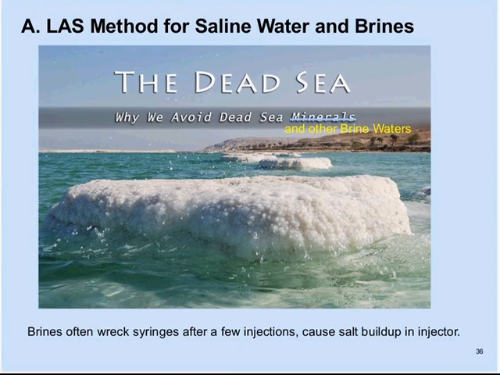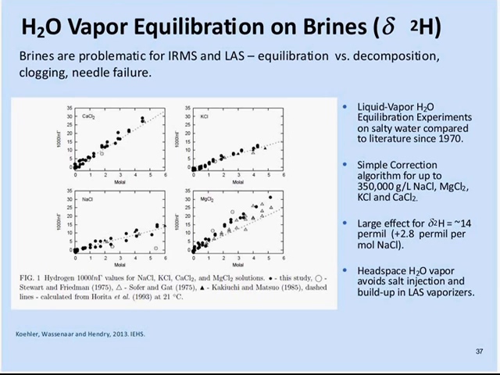I'll just talk a little bit about saline waters and brines. Brines are particularly nasty because they often, particularly highly briny samples, will wreck your syringes, often after as few as a dozen injections or so. And of course, the more annoying problem of salt buildup in the injector and having to clean all that out. So this is an example where we used the principle of liquid-vapor equilibration. This is for deuterium. Each of the 4 panels here are different salt solutions going from 0 to 5 to 6 molal concentration, so hundreds of thousands of grams per liter.